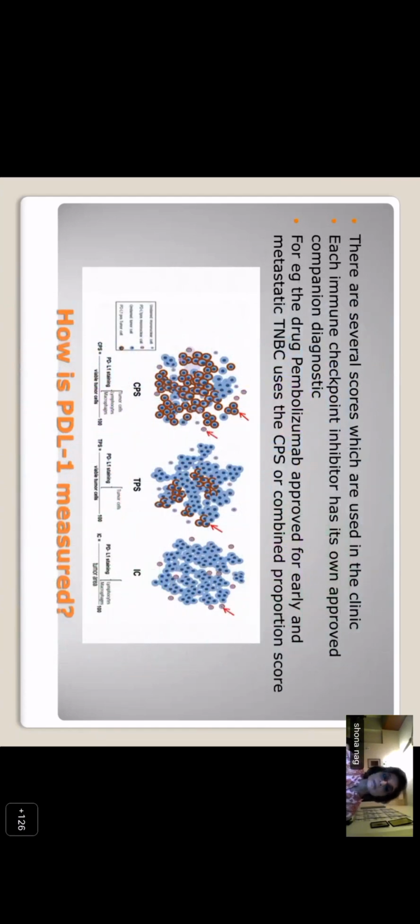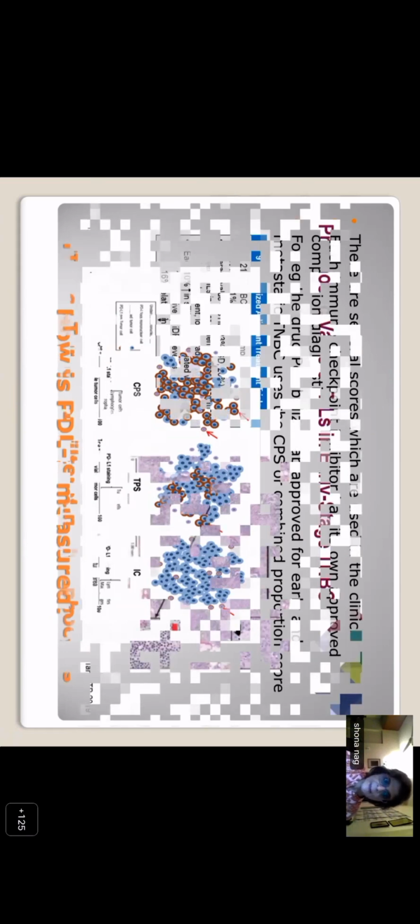So there are several scores which have been used to estimate PD-L1 positivity, but you must remember that every drug, pembro, atezo, durva, each of these has its own approved companion diagnostic, and you should use that diagnostic only for that particular drug. So there is something known as a combined positive score, tumor proportion score, immune cells, and they all have different formulae and they're all measured differently. So I'm not going to go into the details of this.